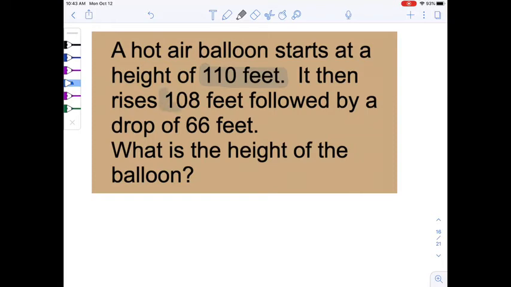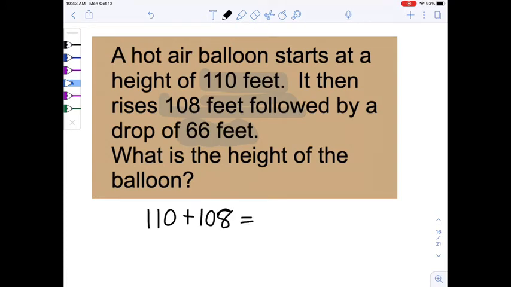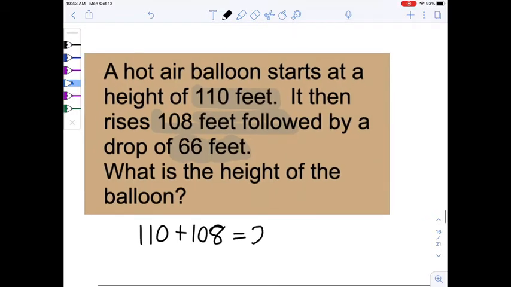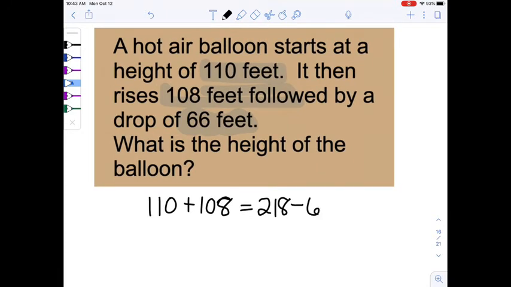A hot air balloon starts at a height of 110 feet. It then rises 108 feet, followed by a drop of 66 feet. What is the height of the balloon? So it starts at a positive 110 feet, and then it rises 108. That word rises means addition, so plus 108, and when we add those together, we get 218.